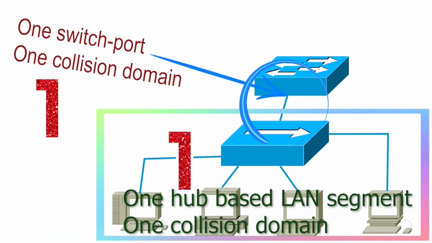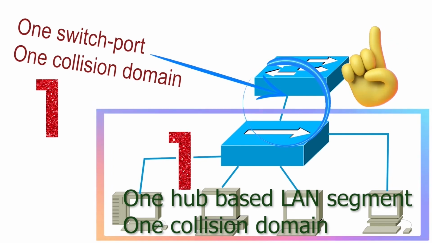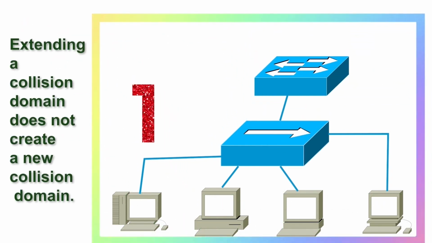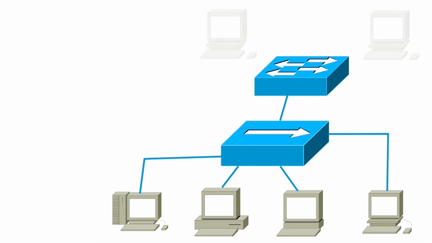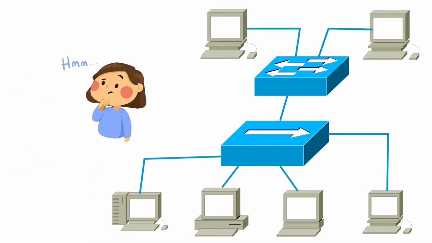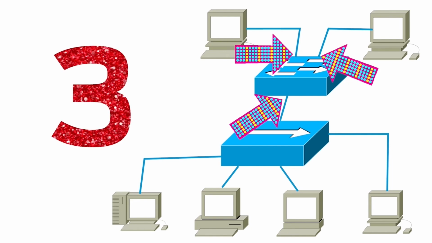As we know, connecting 2 collision domains does not increase the total number of collision domains. Here, we extended the existing collision domain. We did not create another collision domain. Let us add 2 PCs to this switch. Now, how many collision domains does it have? Adding N devices to switch ports increases the number of collision domains. Now this network has 3 collision domains.